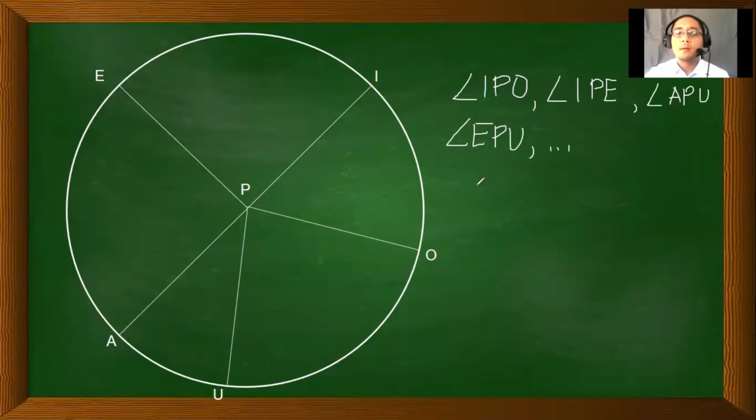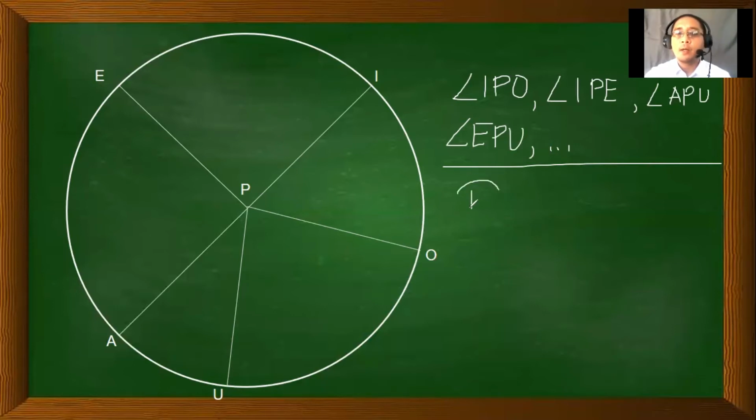Now, let's proceed to another item. What if I will be asking you for a minor arc? Can you determine or identify a minor arc on the given illustration? I will give you only 5 seconds to identify as many as you can. Okay, time's up. So let us now identify minor arcs.